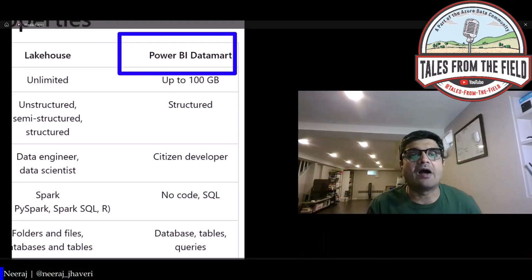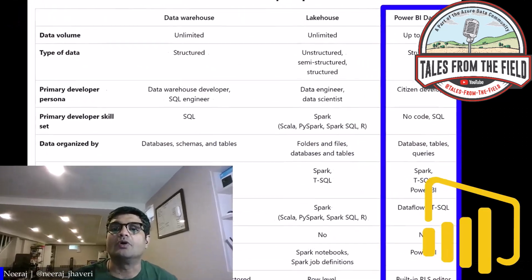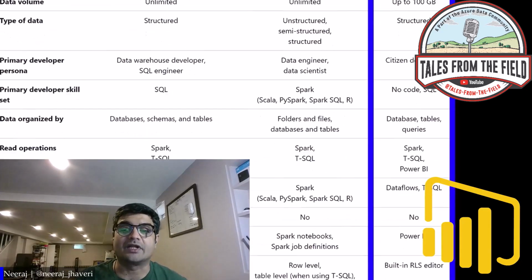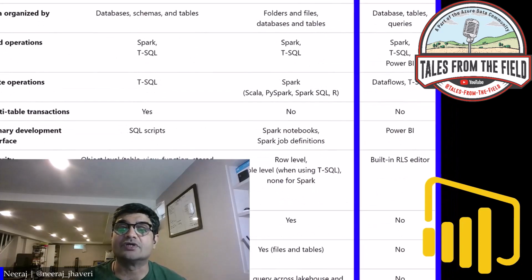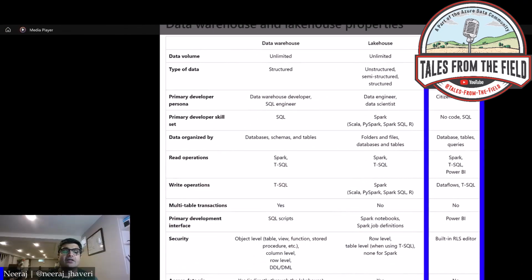So now let's talk about Power BI Datamart. Power BI Datamart can also be one of the options. The only caveat is it has a data volume limit of 200 GB. It can only do structured data. It's more for business users who can do no-code SQL type things in there. Security is built in, and it does not have access to the data lake or data warehouses. It's for small business type users who can build datamarts directly in Power BI.